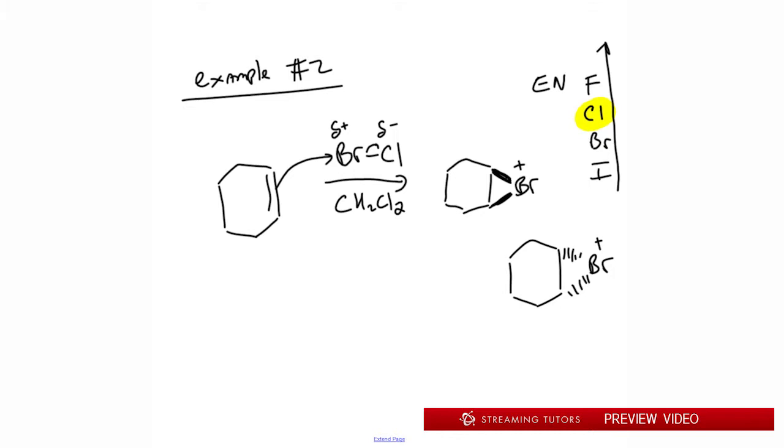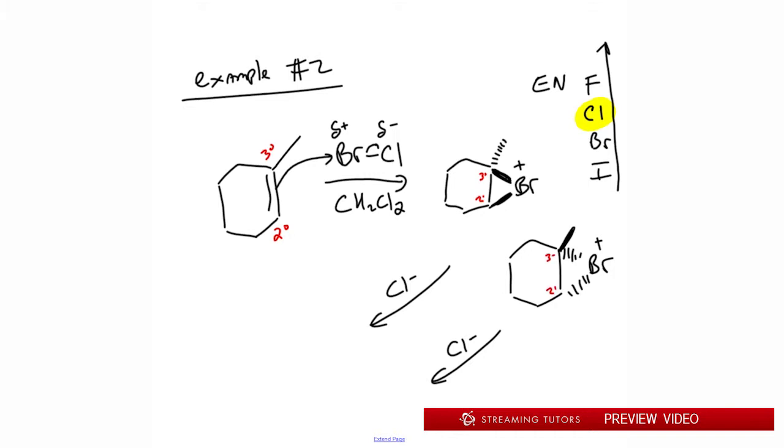But now let's think about what happens when Cl comes in. So when Cl minus comes in, what happens next? Well, first of all, let's put a branch right there. So now if the Br is on the wedge, the branch is in the back. And if Br is in the back, the branch is on the wedge. So now we have a difference of degree, right? We have a tertiary and a secondary.